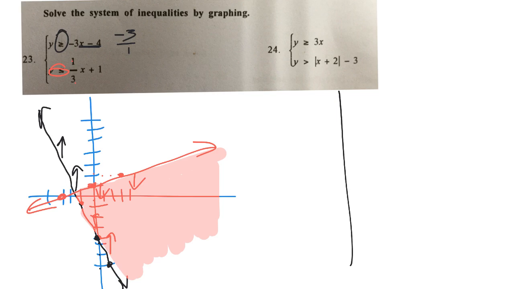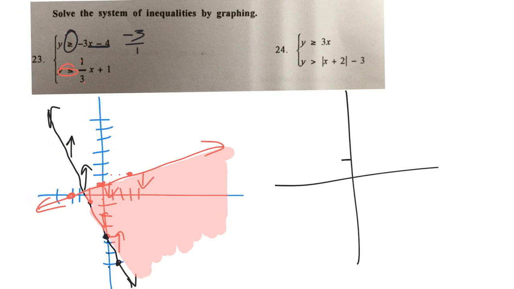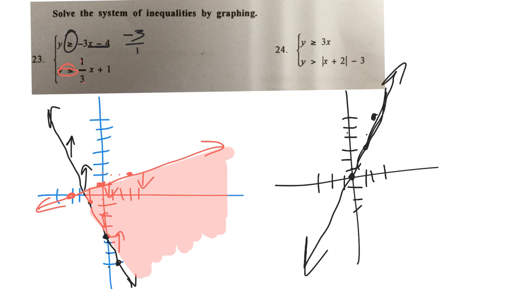Okay, let's look at the next one. y is greater than 3x. That starts at 0, 0, and has a slope of up 3 over 1. So up 3 over 1. And it is solid because it's greater than. Please excuse my messy lines. And greater than is up. We're going to shade up.